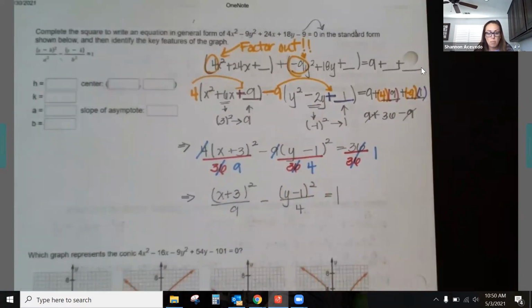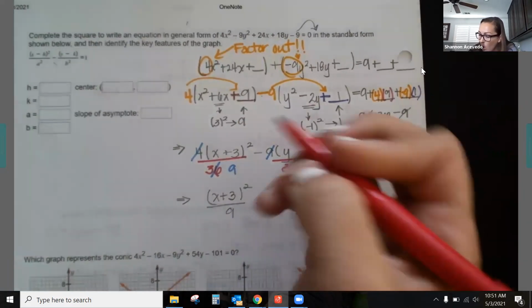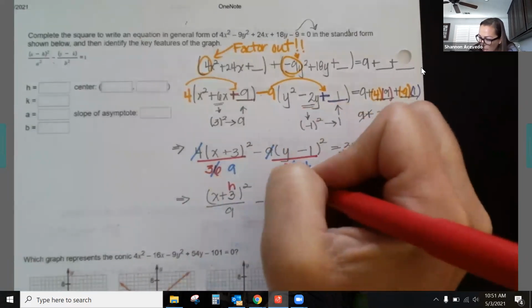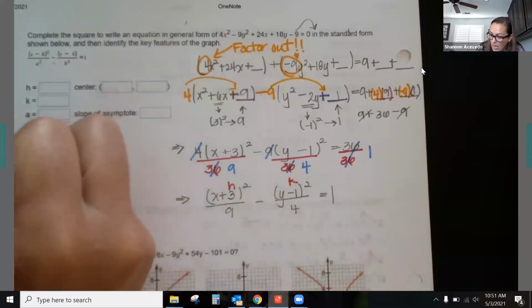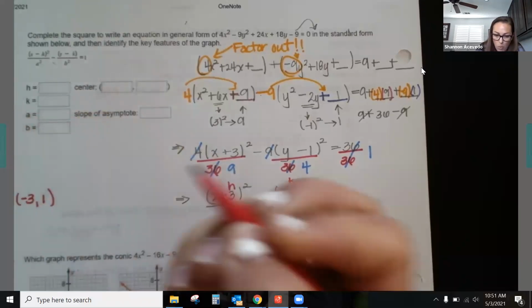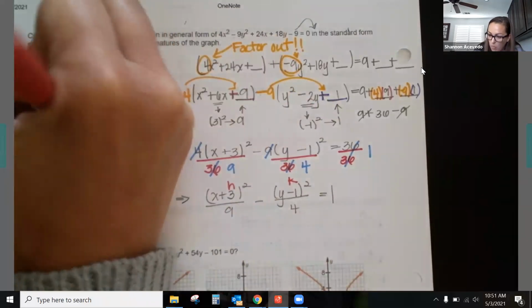All right, so now I have some questions to answer. My first one is, what is the center? Well, this is my h and my k value. My center is going to be a negative 3, positive 1. So this is negative 3, positive 1, negative 3, 1.